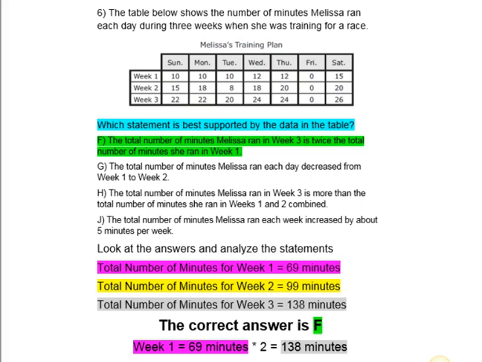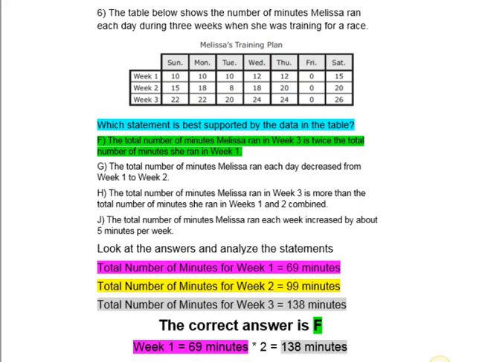If you said F, you are correct. The total number of minutes Melissa ran in week 3 is twice the total number of minutes she ran in week 1. To support this, let's take a look. In week 1, she ran 69 minutes. And twice, we multiply that by 2, is equal to 138 minutes. And if you look at week 3, that is correct. So again, F is our correct answer.